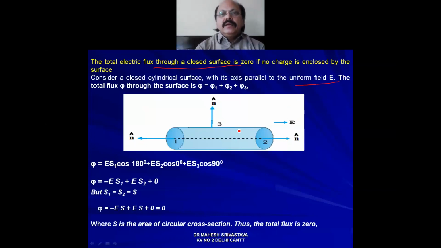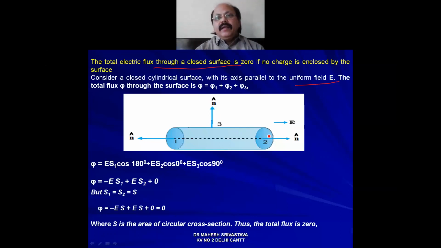This is the axis of the cylindrical surface and this is the electric field. So both are parallel. Now the total electric flux through the surface is due to the contribution of the electric flux by these two flat surfaces and this curved surface of the cylinder.